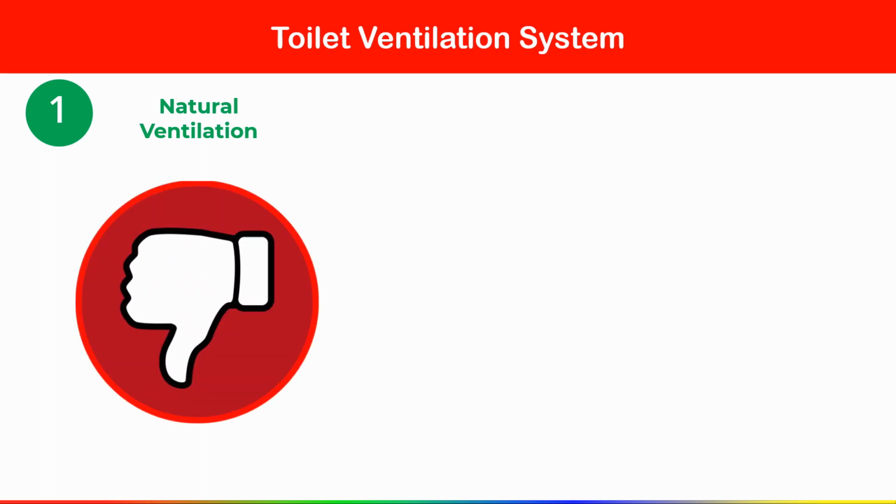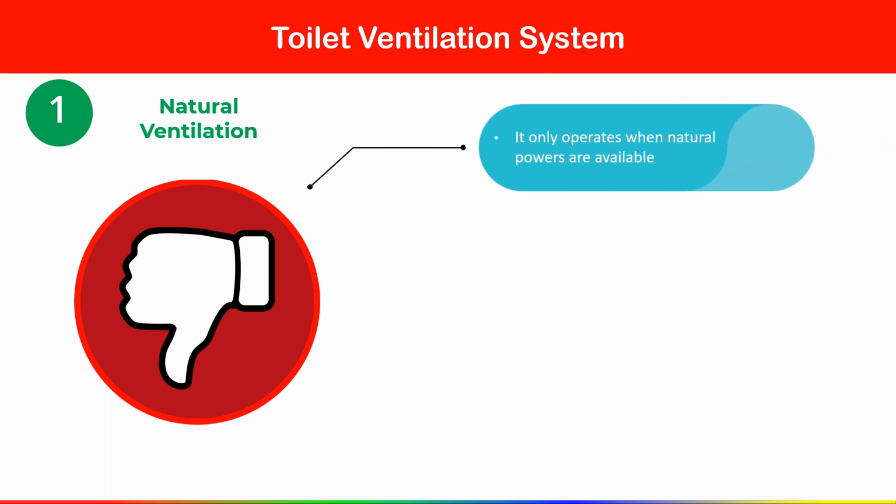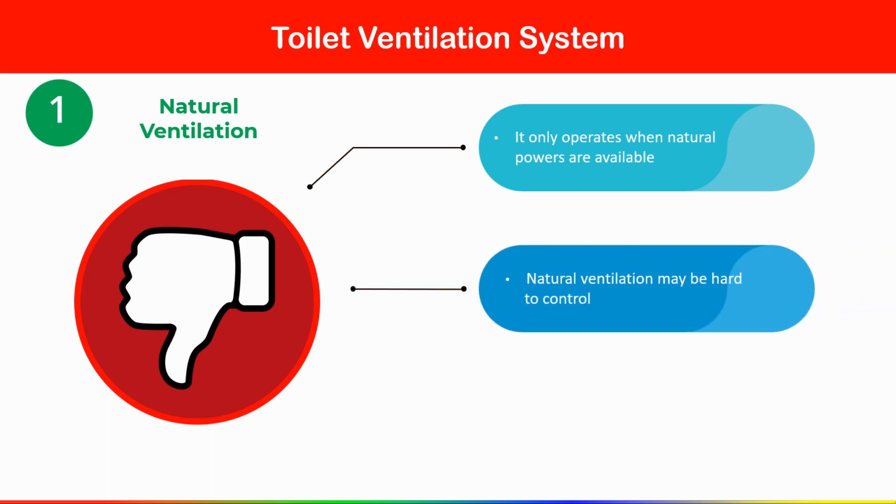Now see the disadvantages of this natural ventilation system. First is, this ventilation only operates when natural powers are available. Otherwise, this ventilation will not operate. Okay. Now the second disadvantage of natural ventilation system is what? Natural ventilation may be hard to control.